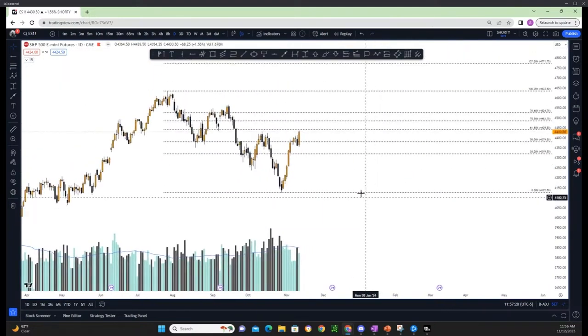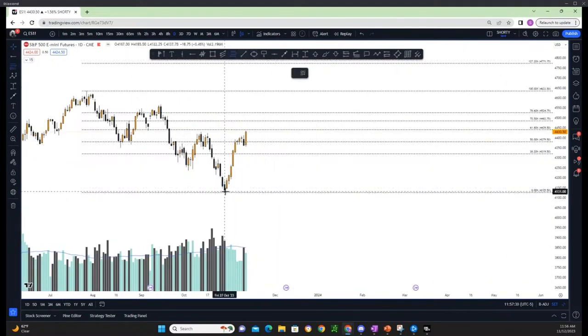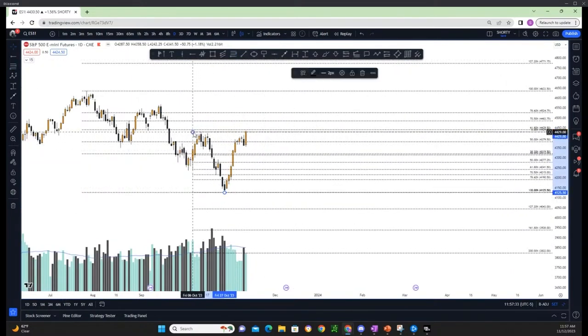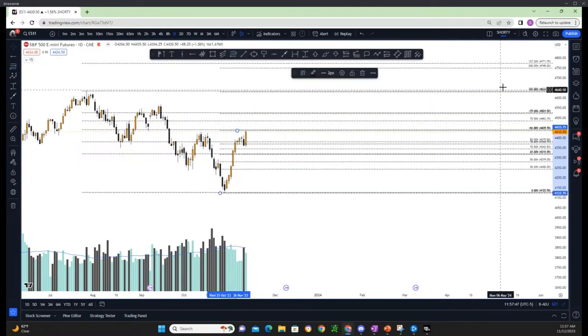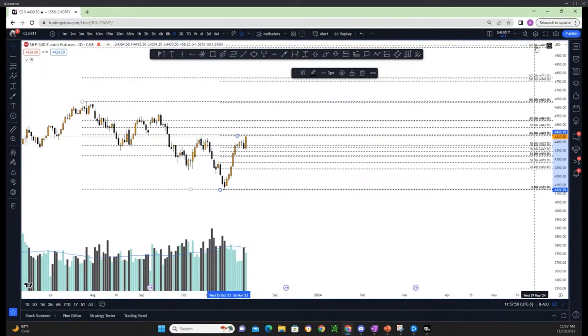It's just the way the tools are working. If I was to grab from here to here, the extensions are going to be on the lower side. So I need to flip. If I want to know where this move is going to go next, from this move's symmetry, I need to use the high to the low, and you see them pointing out the 127 and 1618.